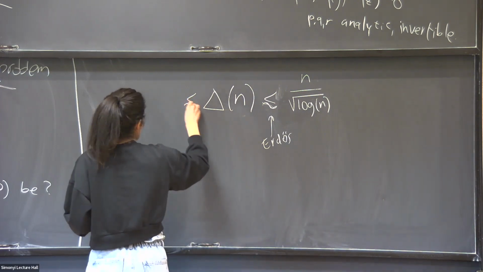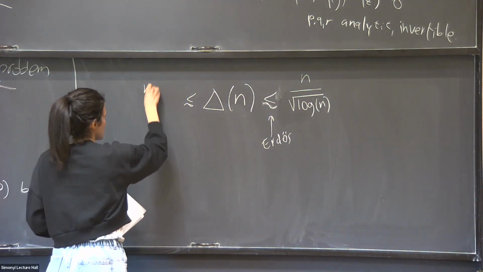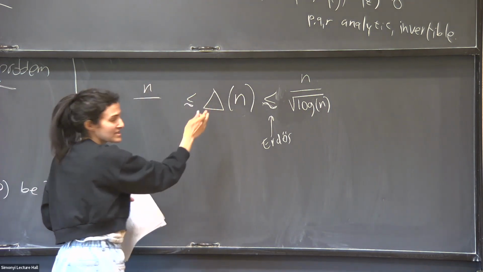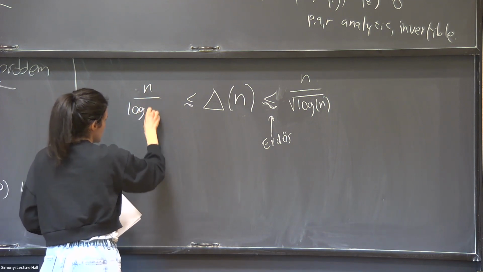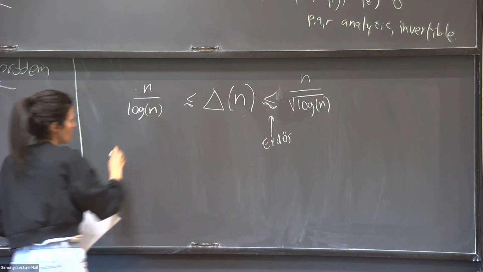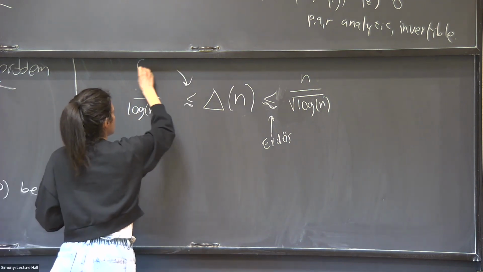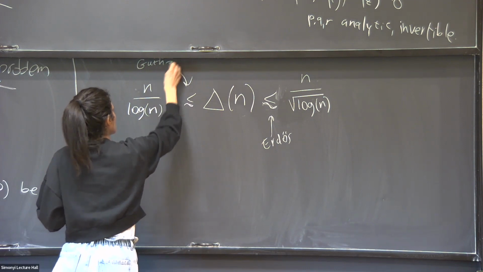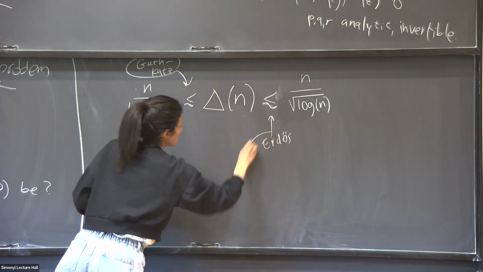And about 10 years ago, Guth and Katz almost completely solved it by showing that for any set, the number of distinct distances will be at least n over log n. So there's still a small gap, but this is good from that. Okay.